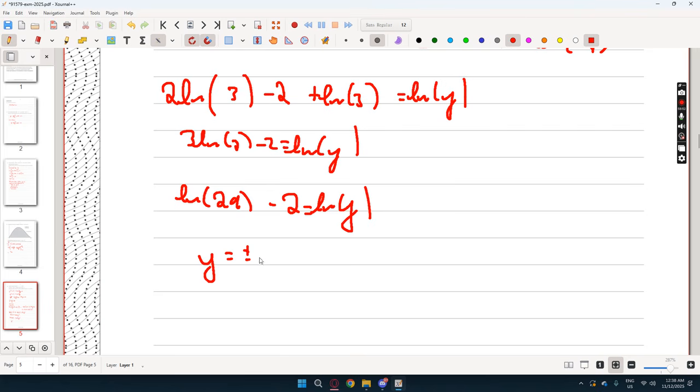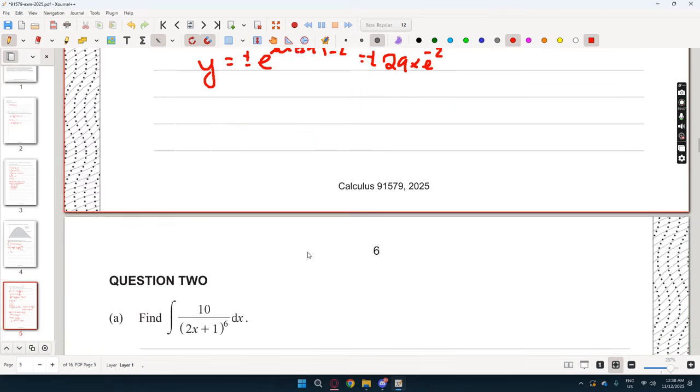So y equals plus or minus e to the ln 27 minus 2, which equals e to the ln 27 times e to the minus 2. So that's 27 times e to the minus 2, plus or minus.